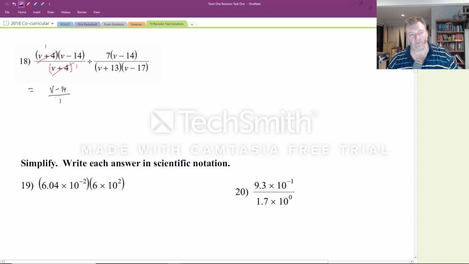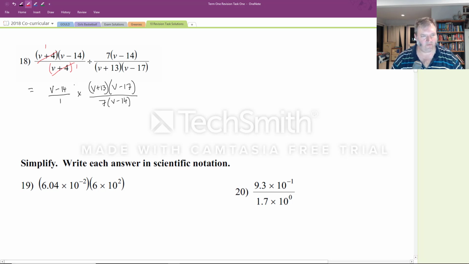Some of you will like to keep it over 1. There's certainly no need to, but I know some of us have only been alive for 14 or 15 years, been at school for at least 10 of those. So hopefully we remember that v minus 14 is the same as v minus 14 over 1. Either way, let's multiply by the reciprocal. V plus 13, v minus 17, and this is divided by 7 times v minus 14.